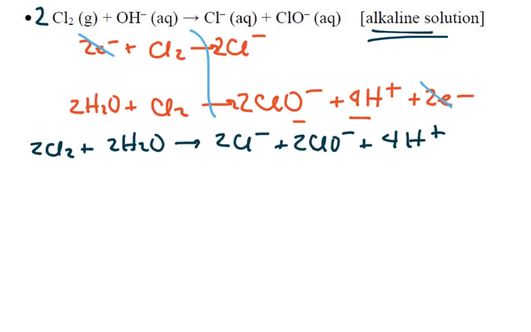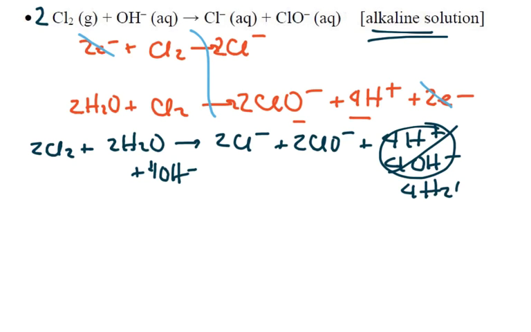Now, because this is an alkaline solution, I have one more step. I cannot have hydrogen ions in a basic or alkaline solution. I'm going to add 4 OH minuses to both sides. And these are going to turn into 4 waters. And when I'm done, I have 4 waters on one side and 2 on the other, so that's going to change this to a 2. So my final reaction is 2 Cl2s plus 4 OH minuses turn into 2 Cl minuses, 2 ClO minuses, and 2 water molecules.